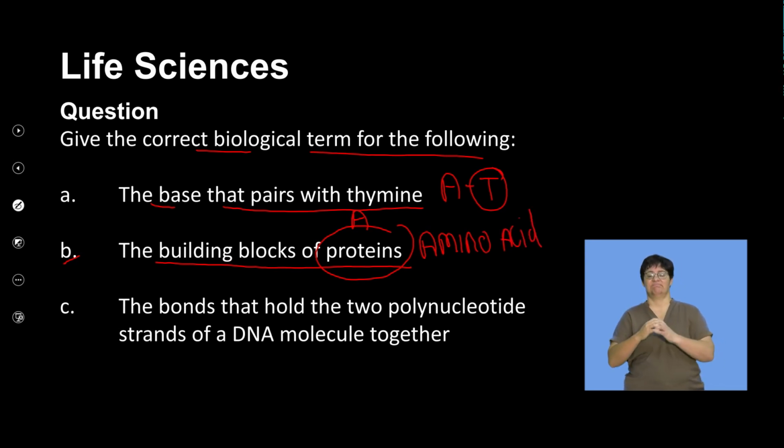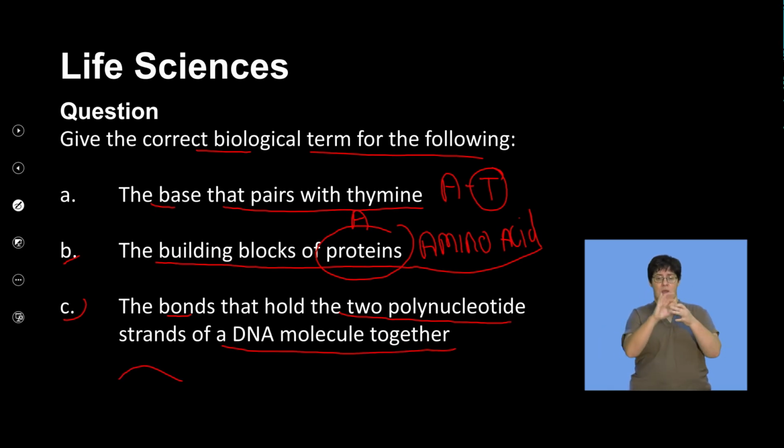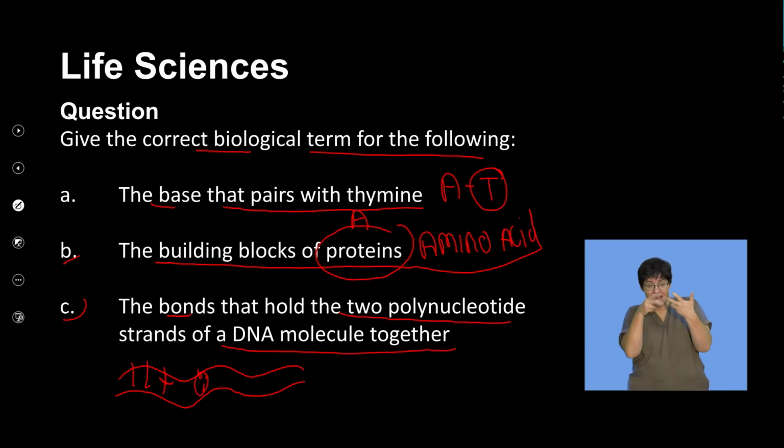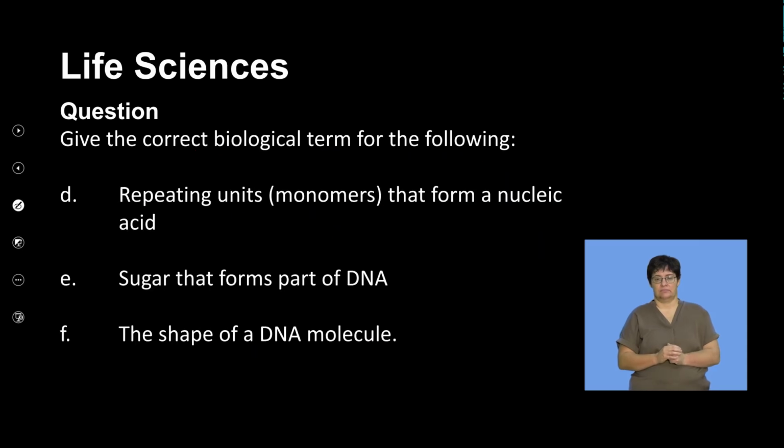So we know that amino acids put together form proteins, or the monomers of proteins are called amino acids. Let's look at C. The bonds that hold the two polynucleotide strands of DNA molecules together. So we said that DNA is double-stranded and it has these complementary base pairs, and they are held together in the middle by what we refer to as your hydrogen bonds. So it's our hydrogen bonds that hold them together.